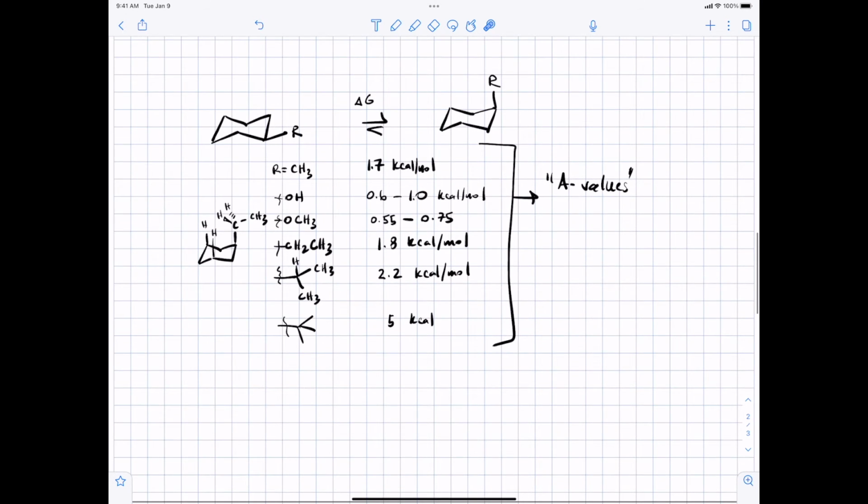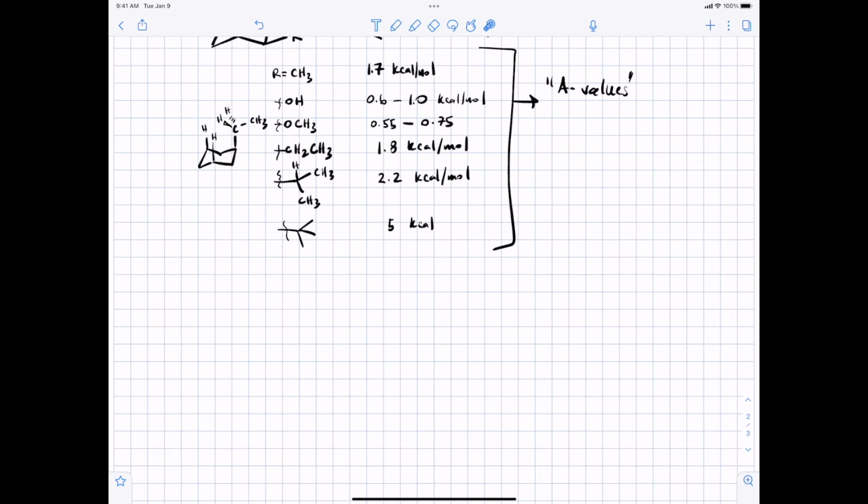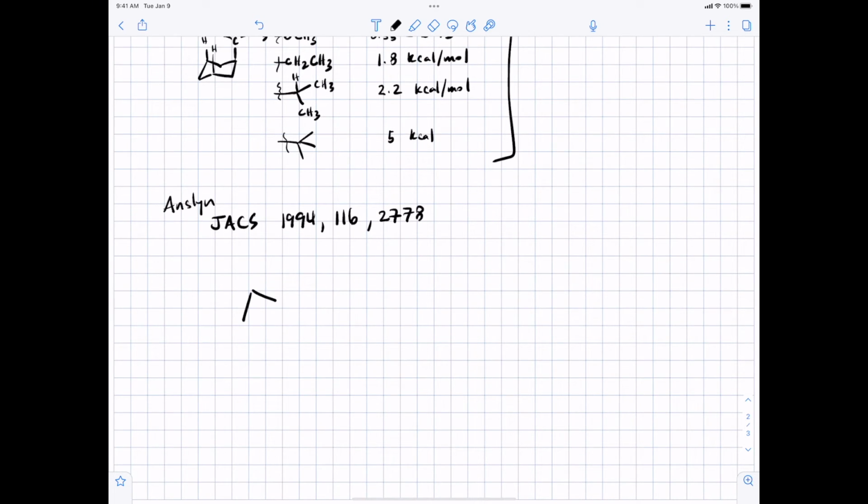But you can use these A values to predict, if you have two substituents, which one you want to be axial versus equatorial. You can also, there's an interesting story from the mid-90s where chemist Eric Anslyn, you don't necessarily care about the reference, but I'm just putting it here to let you know that this is real, did an experiment where he took a cyclohexane ring.